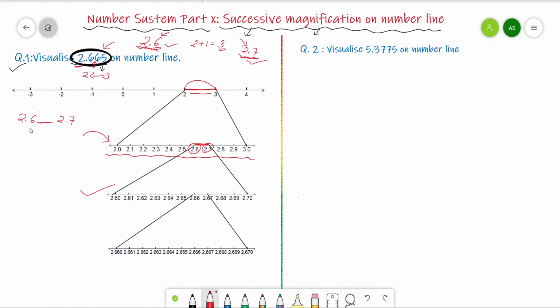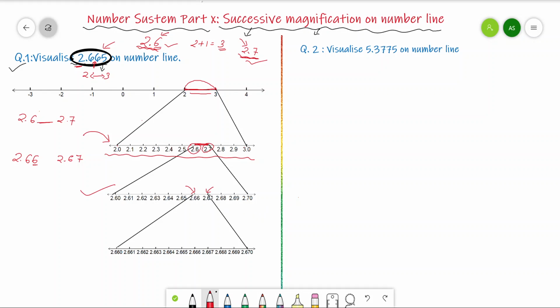So now we will find out what the number is written at the 100th place. That is 6 once again. That means now the number lies between 2.66, and after this 6, 7 will come. That is 2.67. So we will try to identify where 2.66 and 2.67 lie.